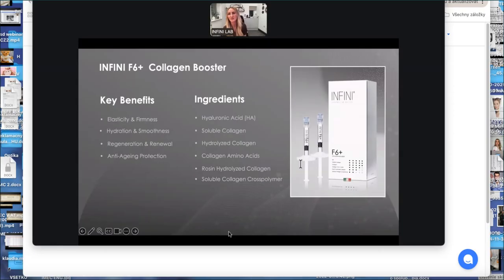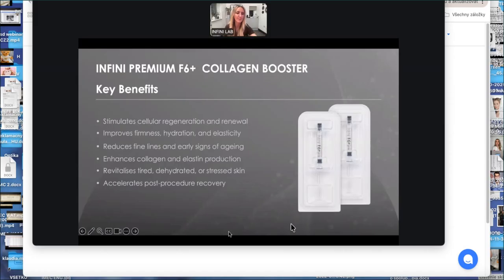And when we talk about laxity, one of the most complete products we have available today is Infini F6. And I will explain to you quickly why. I was waiting for this product for so long, and I really, really love it. So why is it so different? This is not a standard collagen cocktail. This is a formulation designed to target all 3 pillars of young, full skin at the same time.